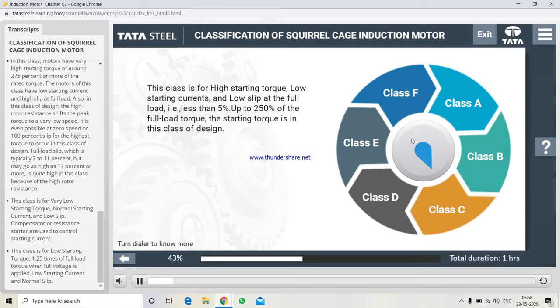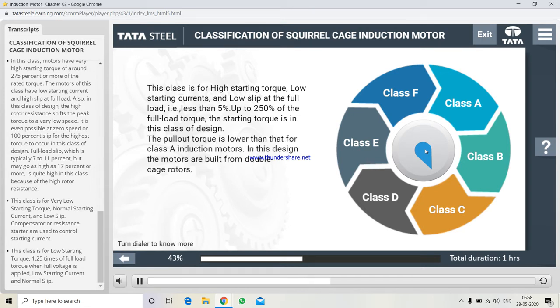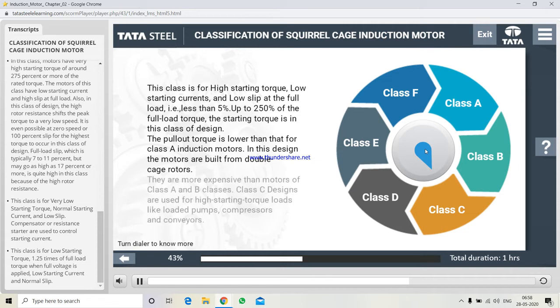This class is for high starting torque, low starting currents and low slip at full load, that is less than 5%. Up to 250% of the full load torque, the starting torque is in this class of design. The pull-out torque is lower than that for Class A induction motors in this design. The motors are built from double cage rotors. They are more expensive than motors of Class A and B classes. Class C designs are used for high starting torque loads like loaded pumps, compressors, and conveyors.